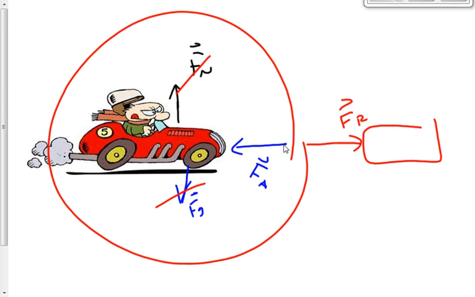So here's the way I state Newton's third law. I'll give you a chance to write this down in a second here. Don't worry about that right now. Just listen right now. I state it in the following way. If object A applies a force on object B, then object B applies an equal and opposite force on object A.